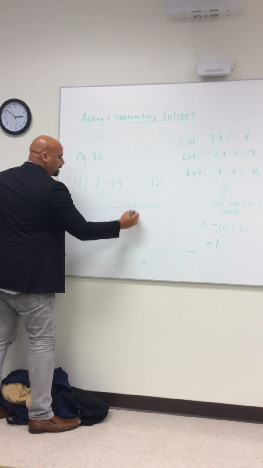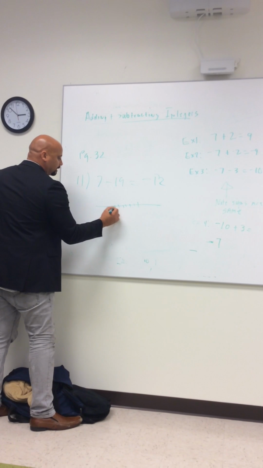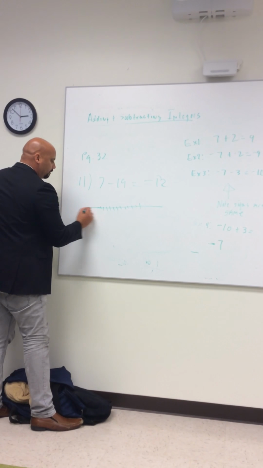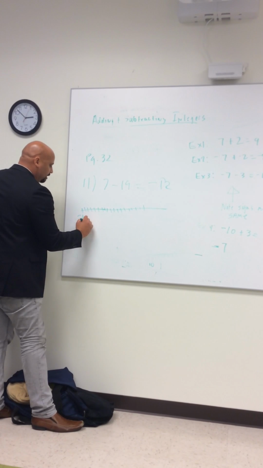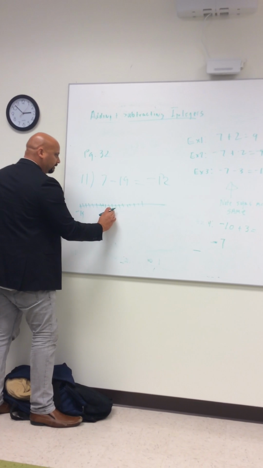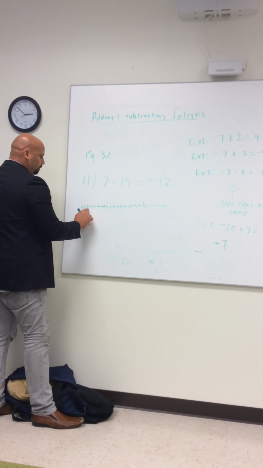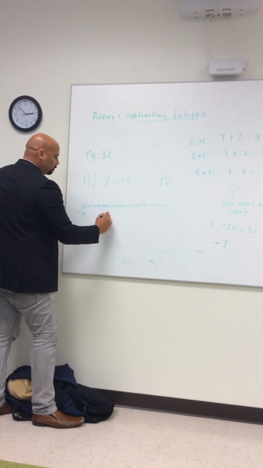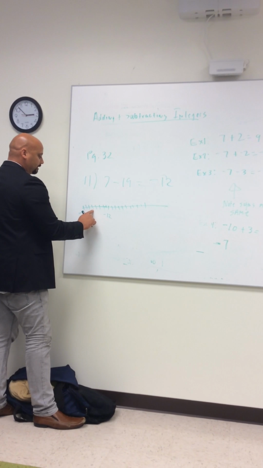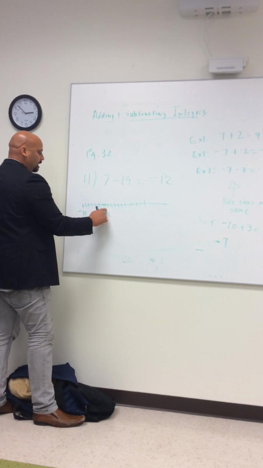If you use a number line, you count 1, 2, 3, 4, 5, 6, 7, 8, 9, 10, 11, 12, 13, 14, 15, 16, 17, 18, 19. Negative 19 is here. And count 7 over positively, and you count 1, 2, 3, 4, 5, 6, 7 over would be negative 12. Negative 18, negative 17, 16, 15, 14, 13, and negative 12.